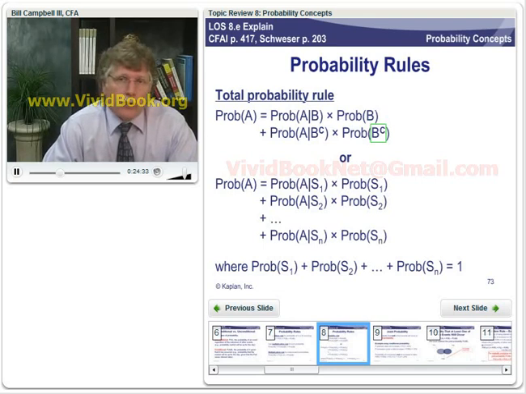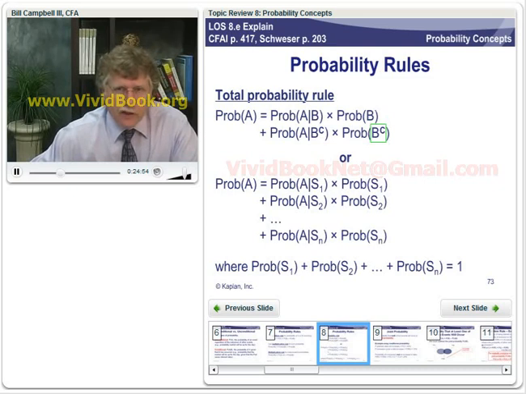Now the rule says that we can chop the probability of A up into two pieces. We can chop it up into one piece where A occurs and so does B, and we can chop it up into another piece where A occurs but B does not. If you draw a picture, this is a whole lot easier to see.